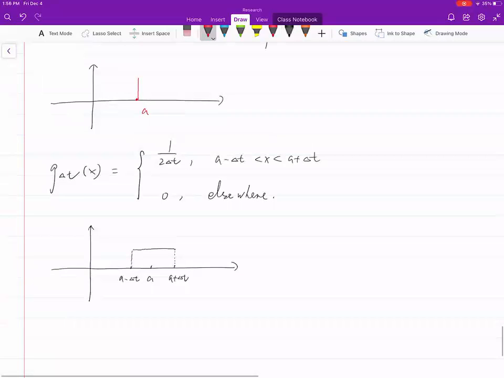Okay, so what's special about this one? Number one, this one is 0 everywhere except for a very small interval. Second, the height here is 1 over 2 delta T. What's the width? The width is 2 delta T. So the integration here is exactly 1.